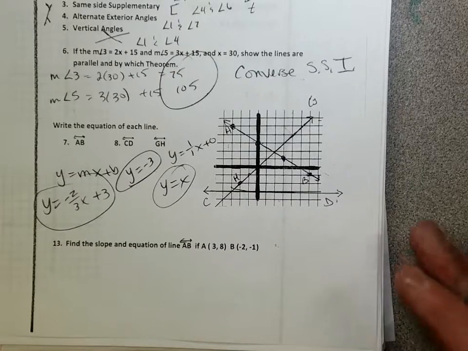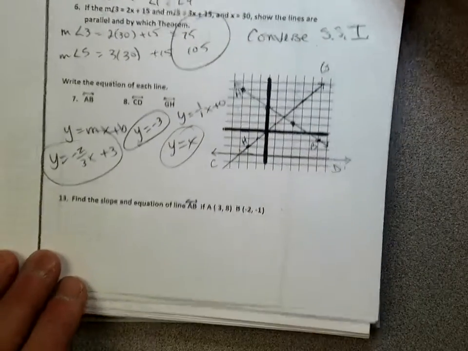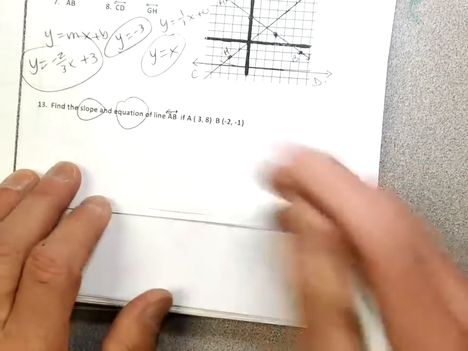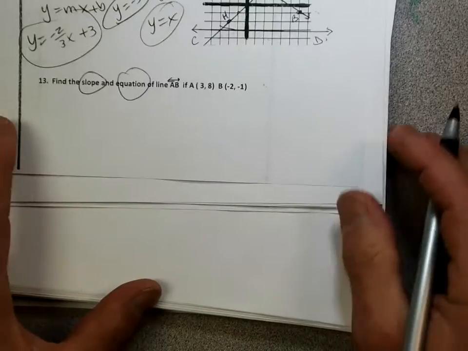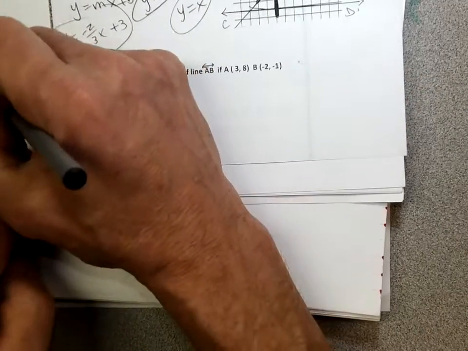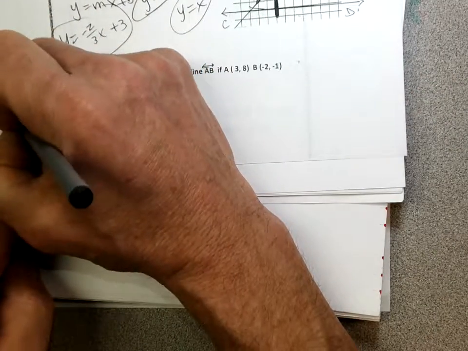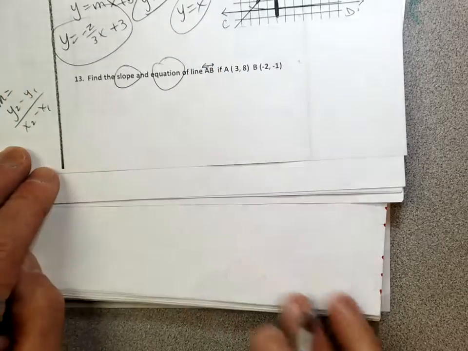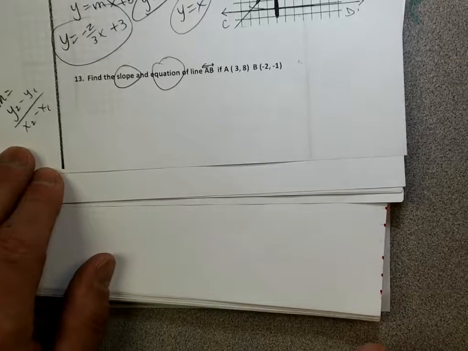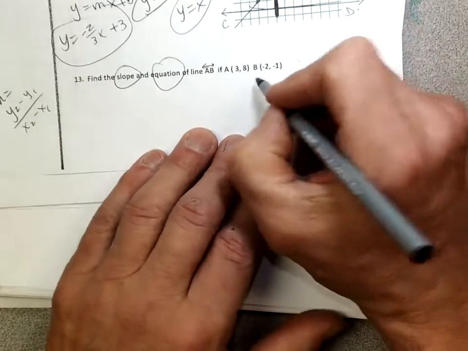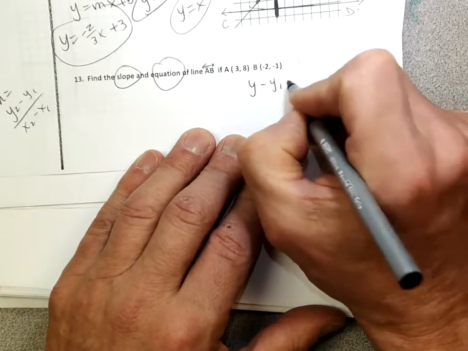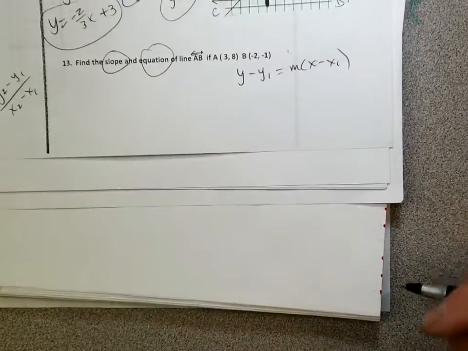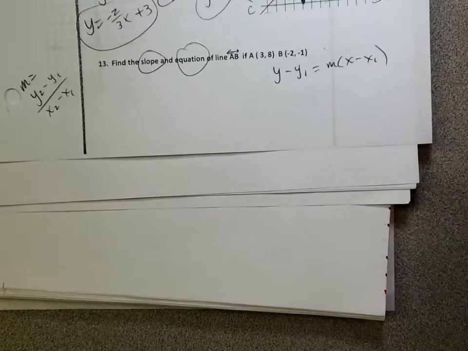Okay. All right. 13. Oh boy. Find the slope and the equation of the line. So, all right, two steps. First, let's find the slope. My slope formula, let's put it on the side: y2 minus y1 over x2 minus x1. Okay. You got that. And the equation of the line, I'll put over here: y minus y1 equals m times x minus x1. Please write those formulas down in your notes, so you have them, because you're going to need them tomorrow, right?